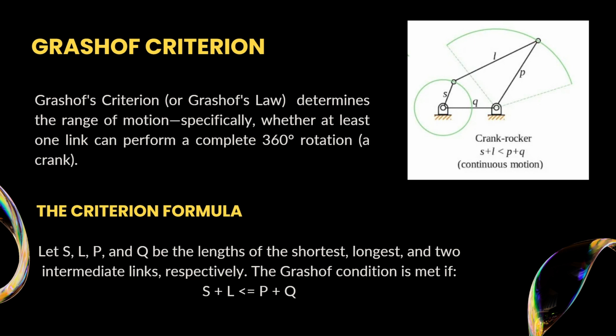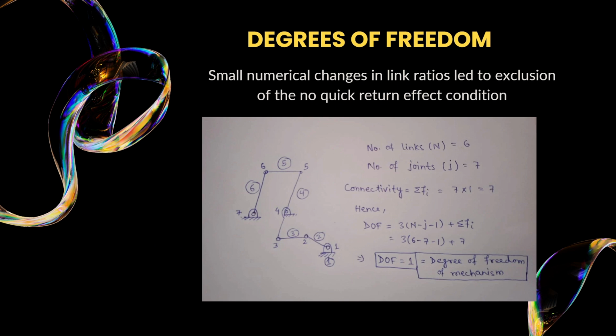If the total addition of lengths of smallest and largest length is less than or equal to the sum of the other two link lengths, then the Grashof criterion is satisfied and we will have at least one link that can perform a complete 360-degree rotation. Then we have the degree of freedom calculation. Number of links is 6, number of joints is 7, and connectivity is also 7 as all the joints are revolute joints, and we get our degree of freedom of this mechanism as 1.